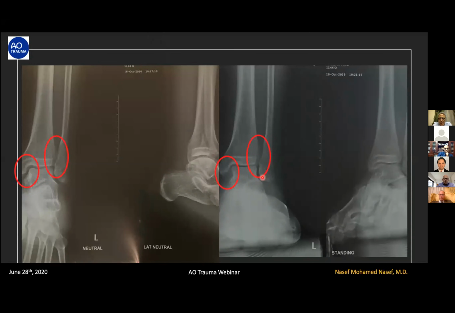So now I know that I have an unstable fracture. I still don't know what is exactly unstable. Is it the syndesmosis? Is it the deltoid? Is it a combination of both? So Dr. Nasef.